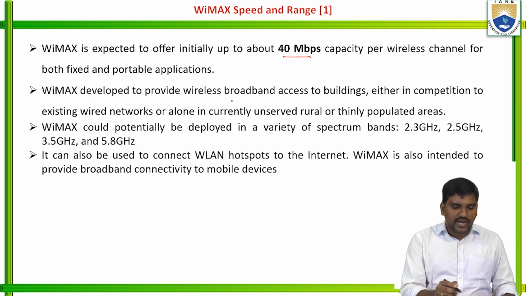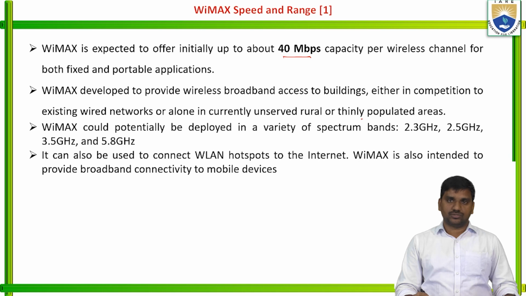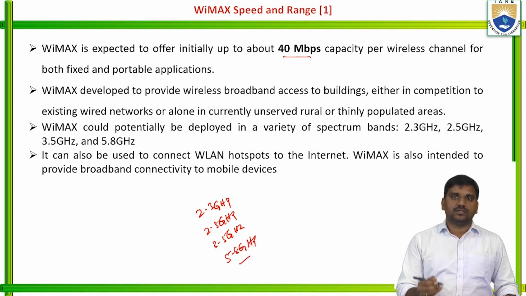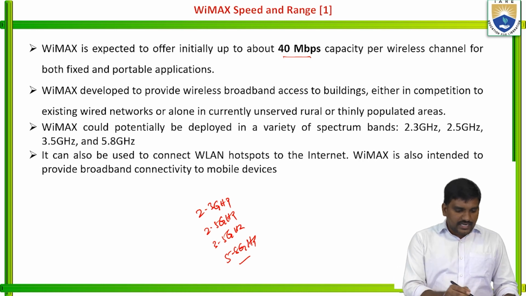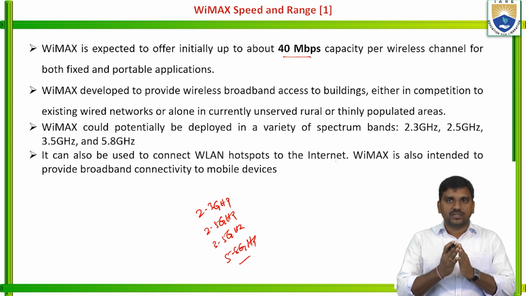Next, WiMAX was developed to provide wireless broadband to buildings, either in competition with existing wired networks or alone in currently unserved rural or thinly populated areas also. Next, WiMAX could potentially be deployed in a variety of spectrum bands, that is 2.3 gigahertz, 2.5 gigahertz, 3.5 gigahertz and 5.8 gigahertz. Next, it can also be used to connect wireless local area hotspots to the network. WiMAX is also intended to provide broadband connectivity to mobile devices.